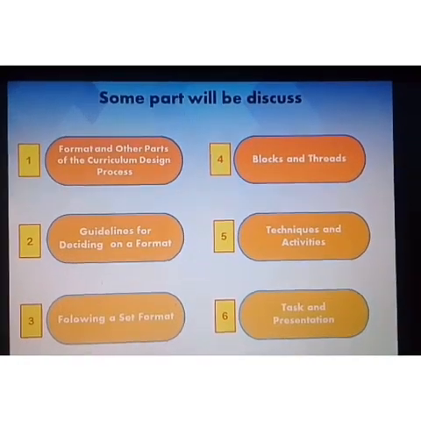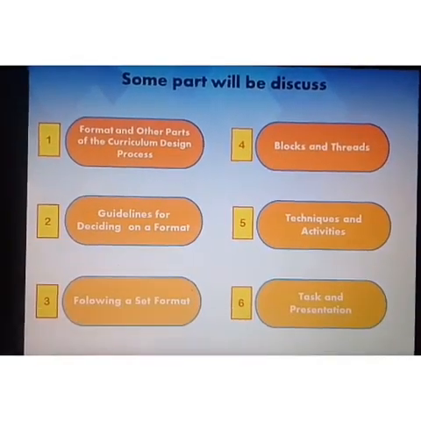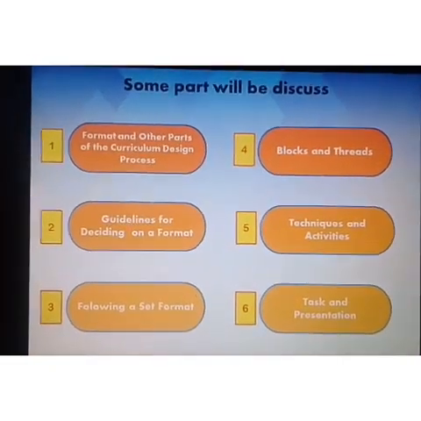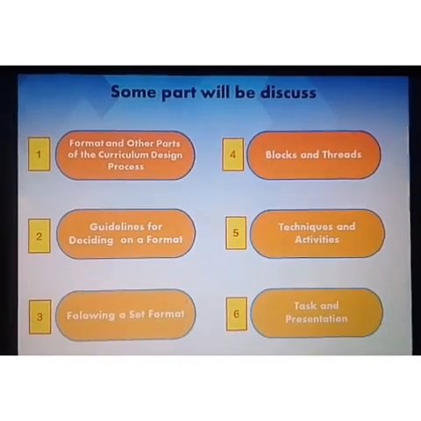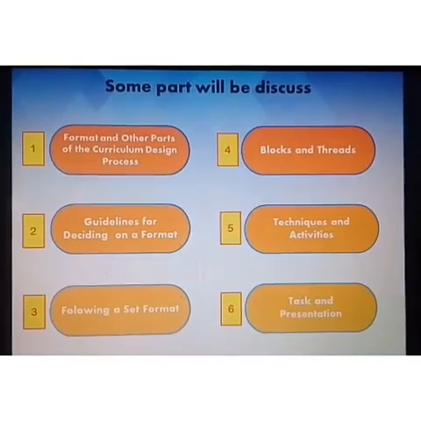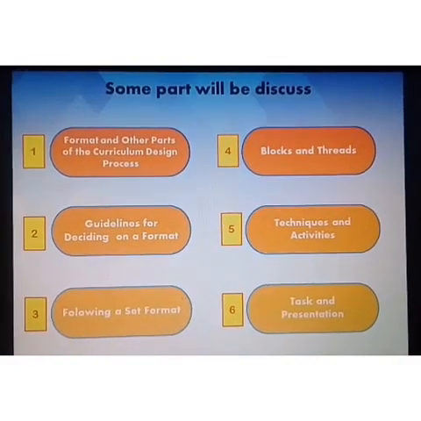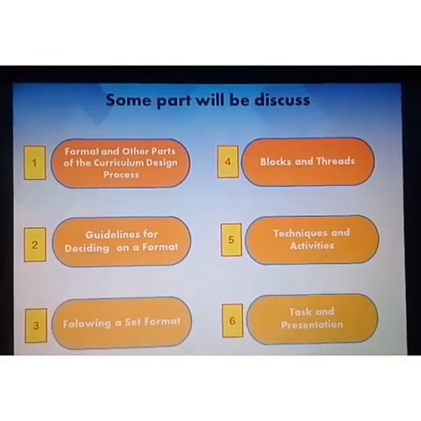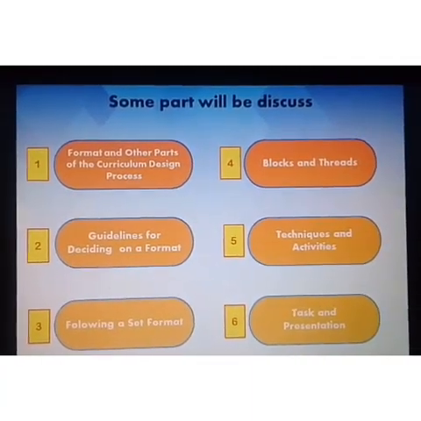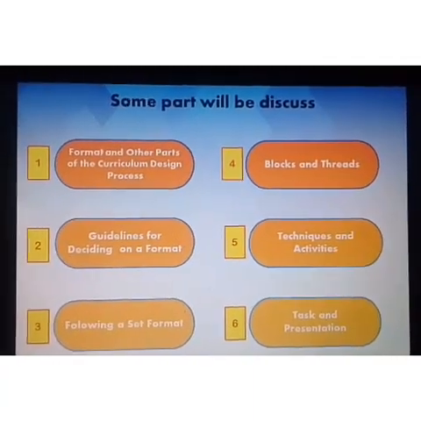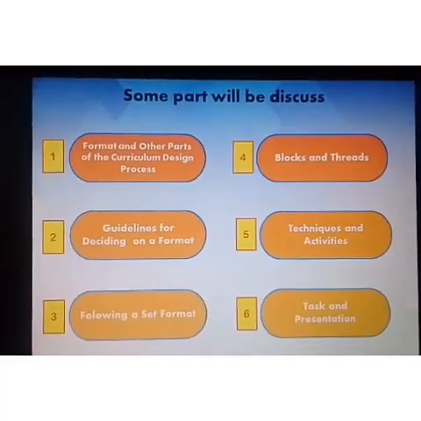Okay, some parts will be discussed. There are 6 parts. The first part is about format and other parts of the curriculum design process. The second part is about guidelines for deciding on a format. The third part is about following a set format. The fourth part is about block and threads. And the fifth part is about techniques and activities. And last, about tasks and presentation.